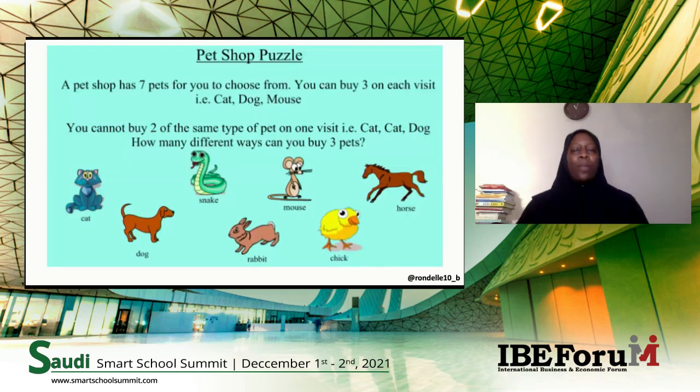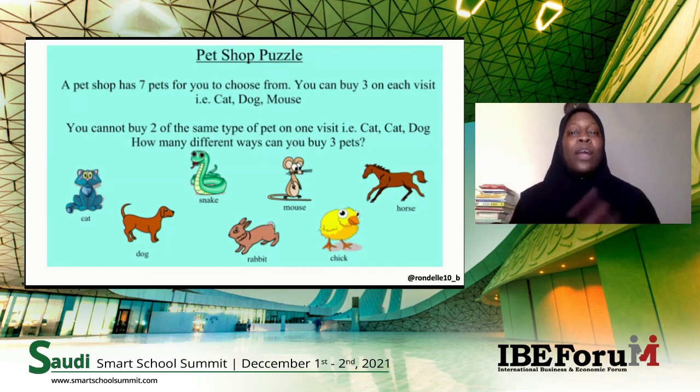Here's an example about this pet shop. So you've got some images that students can actually recognize and hook. And the question is that there are 7 pets to choose from, and you can actually buy 3 on each occasion, but you cannot buy 2 of the same type. So how many different ways can you buy pets?